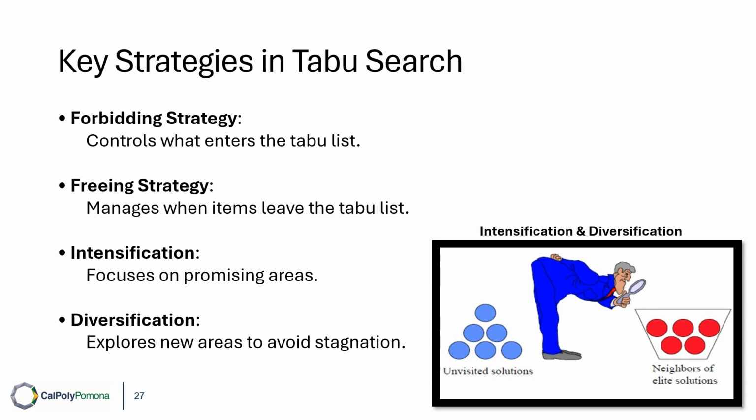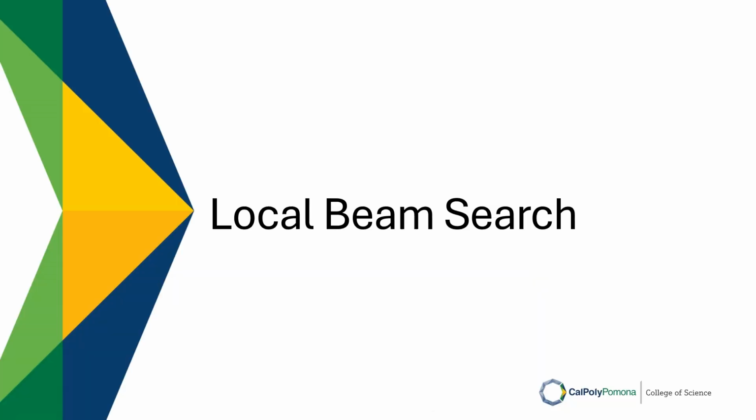And the person with the magnifying glass represents the algorithm's heuristic, which decides where to focus attention, either intensifying the search around elite solutions or diversifying to explore new areas.